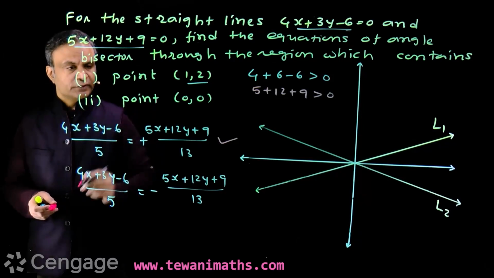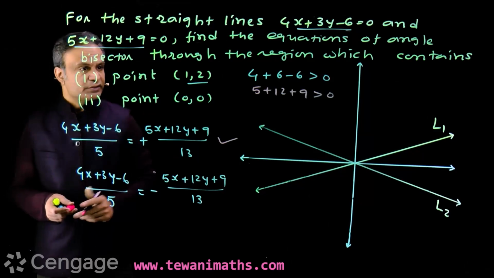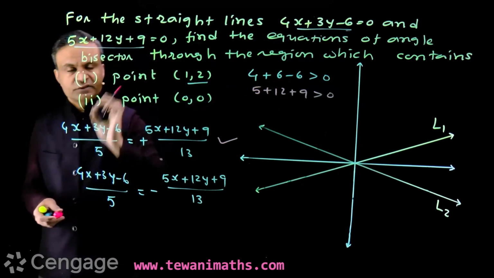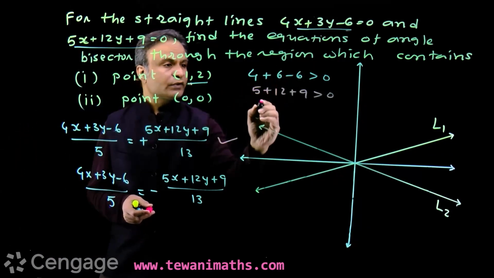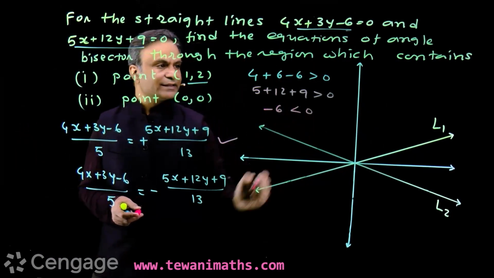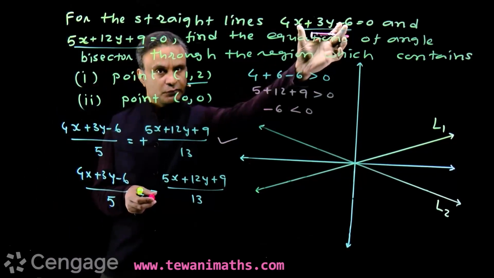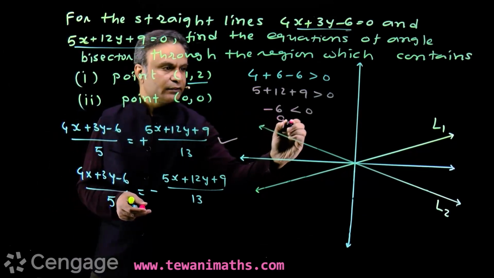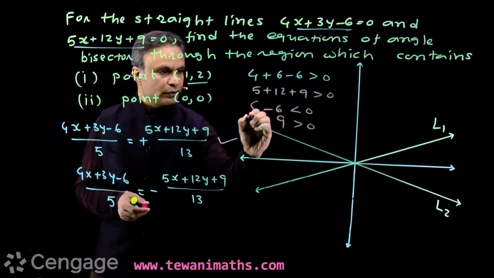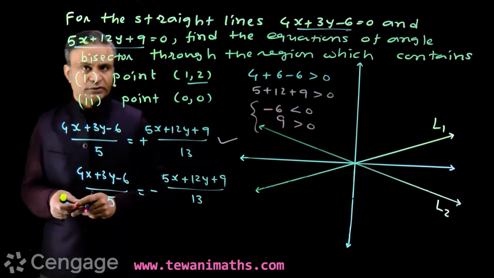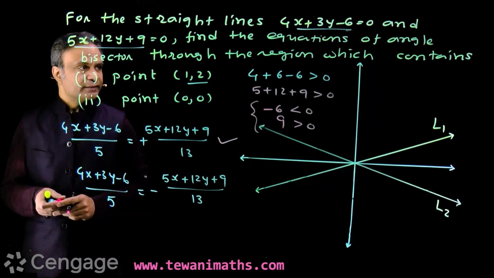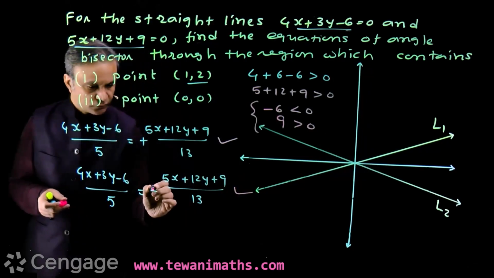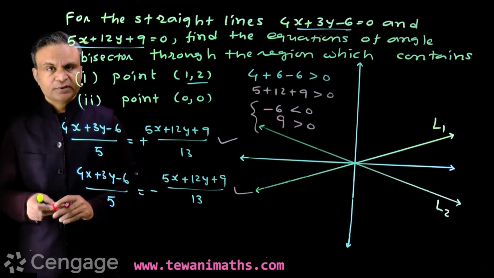Now for the angle bisector through the region which contains the origin, we put the origin in these two linear expressions. For this we have minus 6, which is less than 0. I am putting 0 comma 0 in this expression. And for this expression we have 9, which is greater than 0. Here the signs are opposite, so the angle bisector through the region which contains this point will be this one, with a minus sign here. Hope you understand.